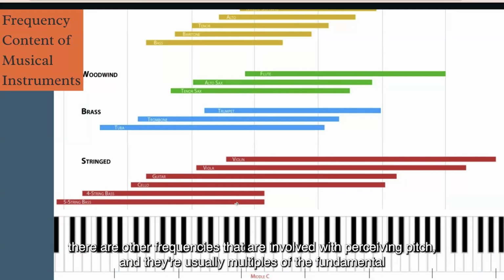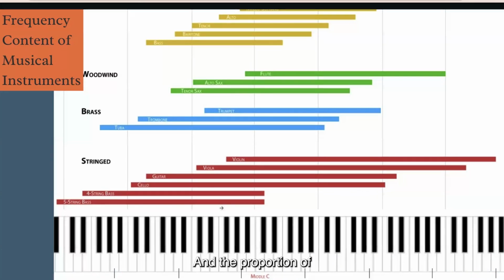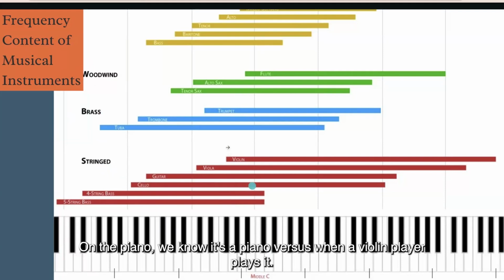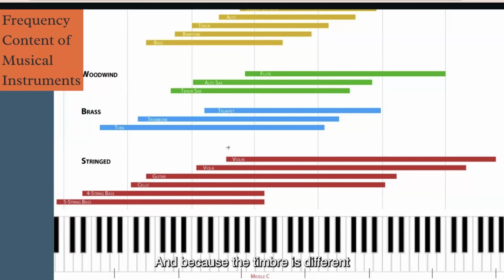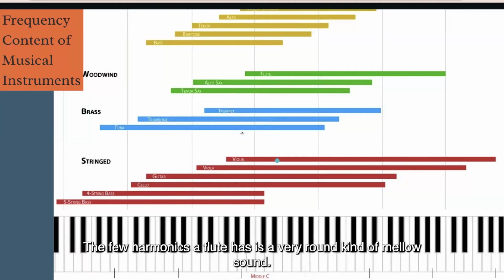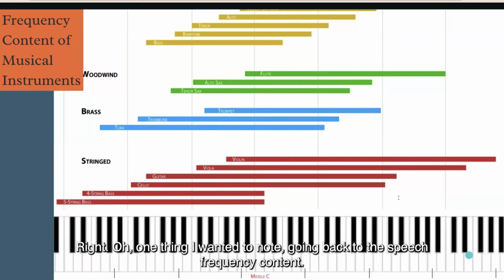There are other frequencies that are involved with perceiving pitch, and they're usually multiples of the fundamental, and the proportion of the intensity of each will determine the timbre, or the texture of the sound. For example, even though we play middle C on the piano, we know it's a piano, versus when a violin player plays it, because the timbre is different, and what contributes to the timbre is the harmonics or the overtones. Overtones and harmonics are what makes brass instruments sound brassy or kind of bright, versus the few harmonics a flute has, which is a very round, kind of mellow sound, right?